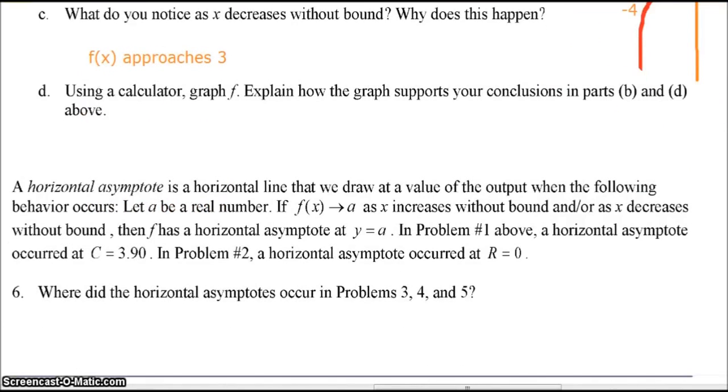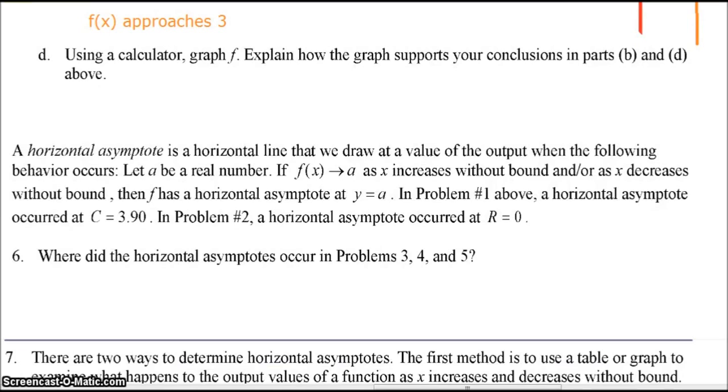In problem 1 above, a horizontal asymptote occurred at c equals 3.90. In problem 2, a horizontal asymptote occurred at r equals 0. Where did the horizontal asymptotes occur in problems 3, 4, and 5? We've already mentioned these. Notice I used n for the number of deer, and then y equals 0 and y equals 3 for 4 and 5. For some reason the book got 8,000 for the deer problem, but unless I copied the problem down wrong, I think that's a typo.